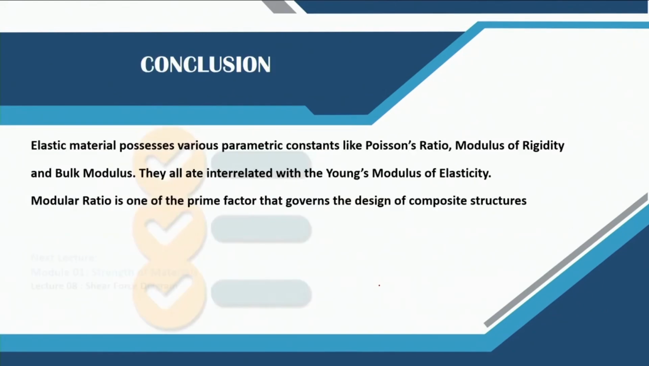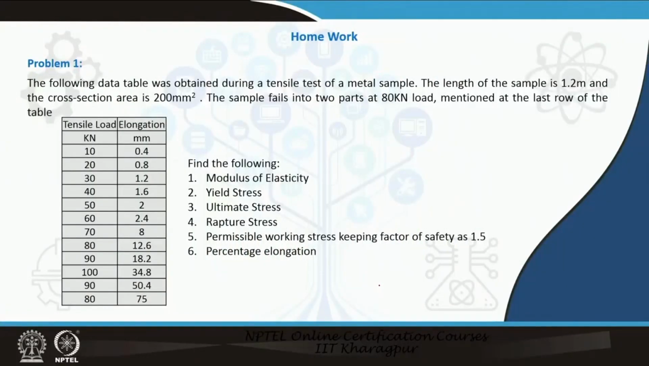Finally, I conclude with the elastic properties, which are very important in our studies of structural engineering. They have various parameters like modulus of rigidity, Poisson's ratio, and bulk modulus. They are related to the Young's modulus, and the modular ratio is one of the prime factors governing the design. We will take the modular ratio forward into some of the further design principles. So, I have two homework problems for you.